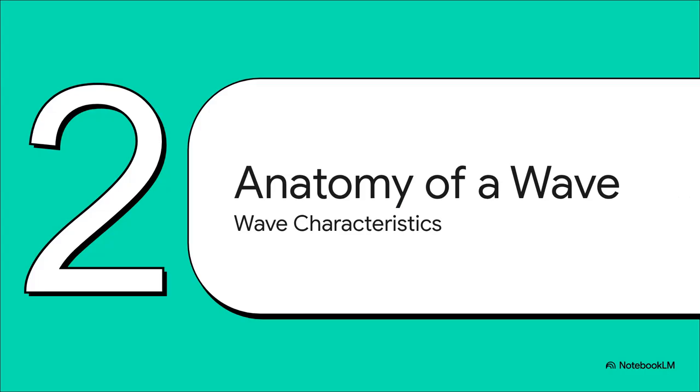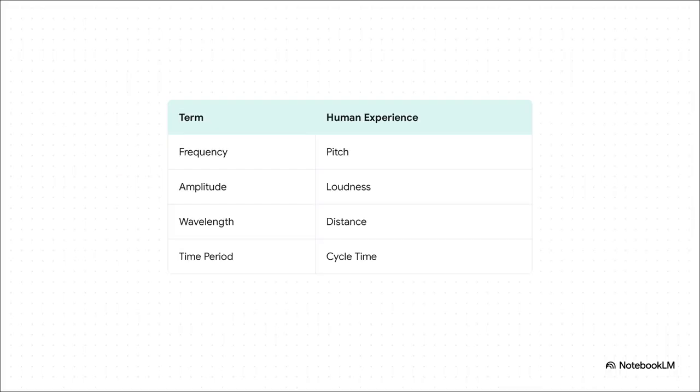Now that our wave is moving, let's move on to section 2, the anatomy of a wave. Let's break down its internal DNA. These four metrics act like a literal control panel for human hearing, basically bridging hard science with how we actually experience the world. First up, frequency.